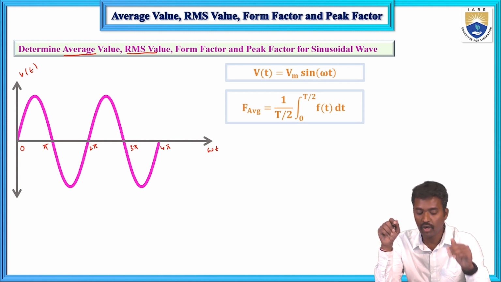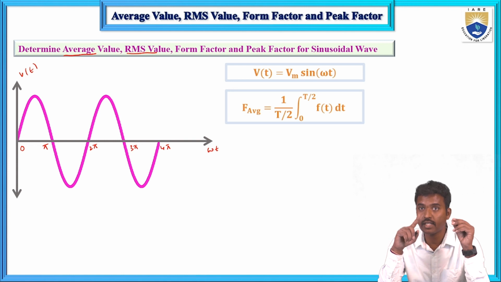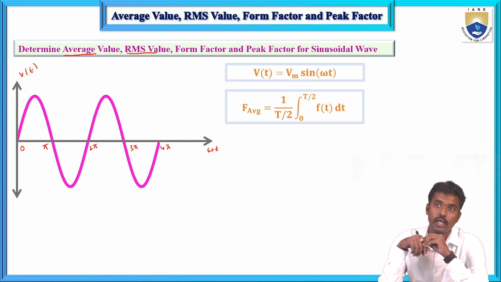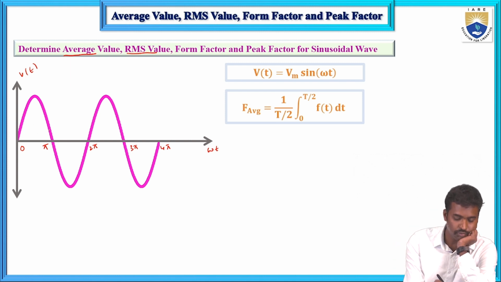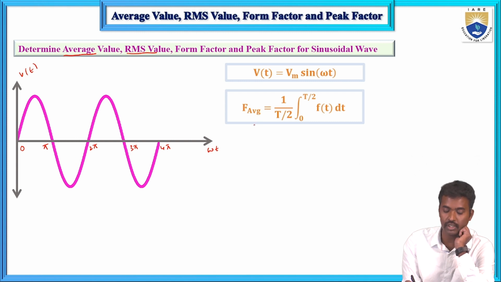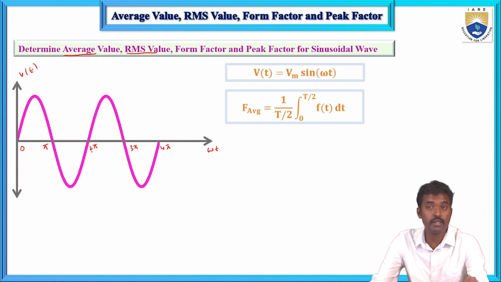The average value formula differs for symmetrical and asymmetrical waveforms. What do you mean by a symmetrical waveform? Symmetrical waveform means the positive half cycle and negative half cycle are the same. If they are not the same, it is an asymmetrical waveform. Here this is the positive half cycle and this is the negative half cycle. The positive half cycle 0 to pi and the negative half cycle pi to 2 pi are the same, so it is a symmetrical waveform.